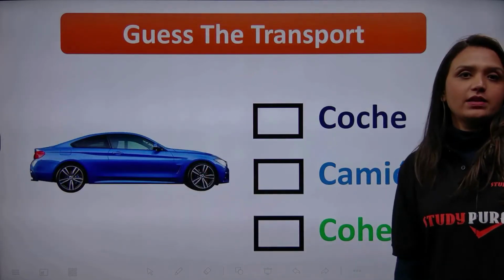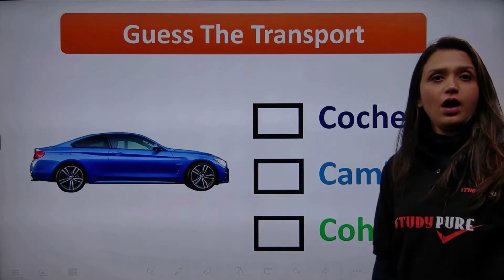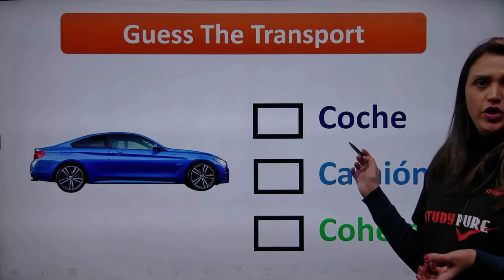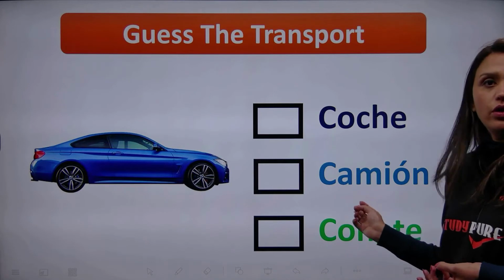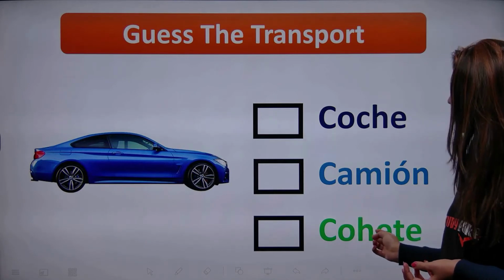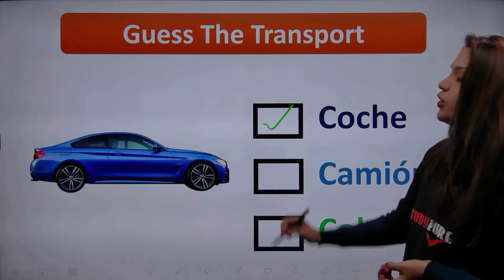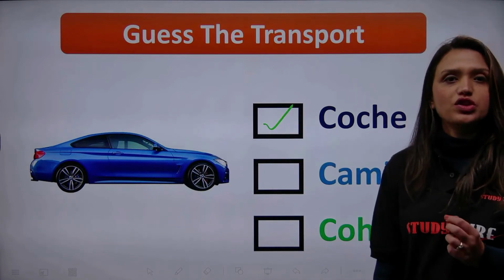Now what do we have next? We have a nice shiny blue car. And how do you call a car in Spanish? Coche, camión, or cohete? Yes, you're all correct. It is a coche. Coche.